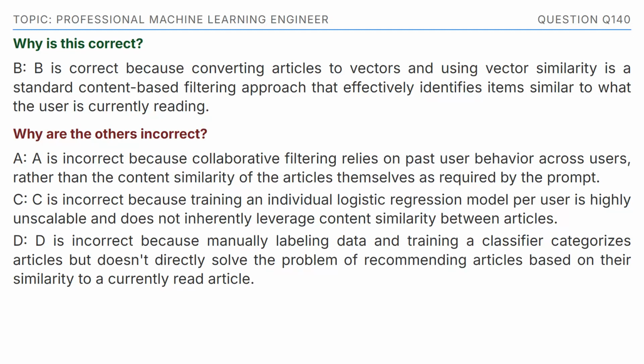Why is this correct? B is correct because converting articles to vectors and using vector similarity is a standard content-based filtering approach that effectively identifies items similar to what the user is currently reading.